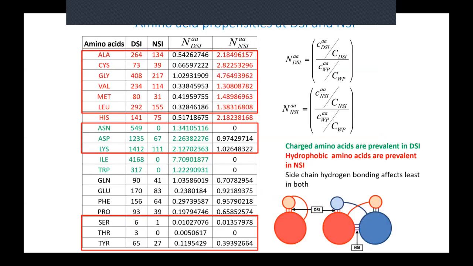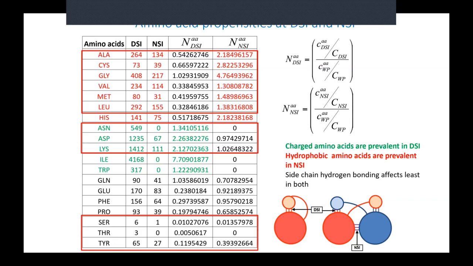Next, our amino acid propensity study of interface regions revealed the presence of more charged residues at DSI than NSI. There are several studies which suggest that by changing pH we can induce or inhibit domain swapping. We think the presence of several charged amino acids at DSI might be the potential reason for this.